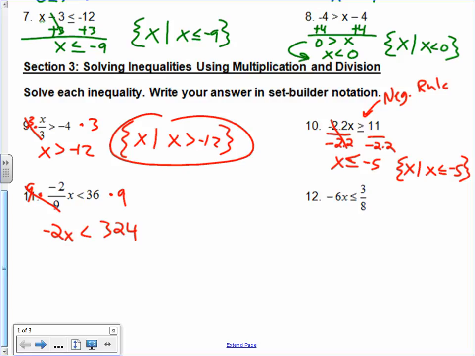And now we have to divide, so we're doing it twice. So now we have the -2 that's in front of it and divide by -2. When you divide by negative, don't forget to change the symbol. And I think it's -162. And in set builder notation, it looks like this.